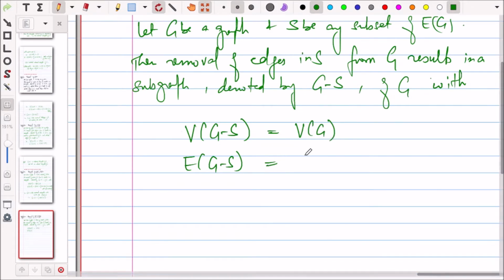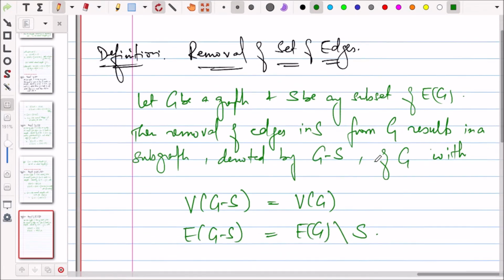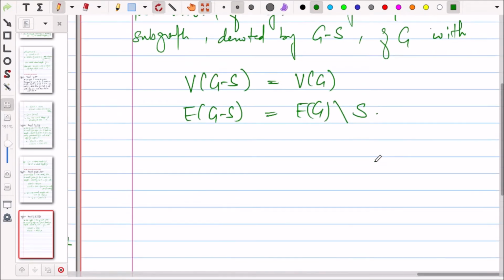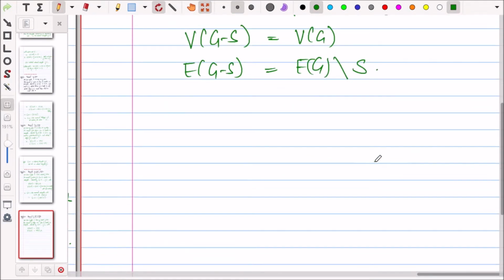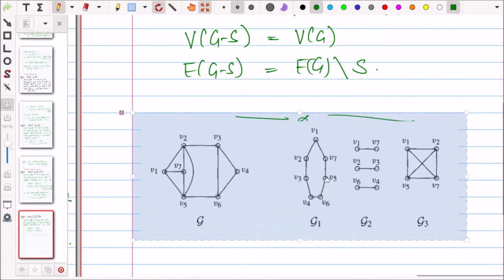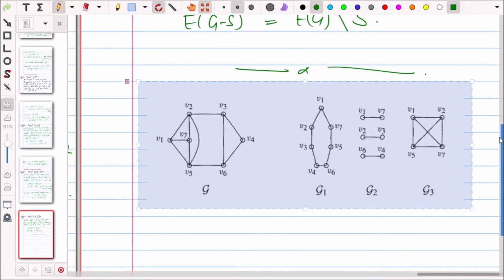और E(G) क्या हो जाएगा? E(G) minus S. Okay, so we are removing all the edges that are in S. So this is your removal of a set of edges from the graph. So let us now just see the examples जो भी हमने करे हैं. ठीक है, जितनी भी चीजें हमने डिफाइन करी है, let us see examples for that. So let us see this example.